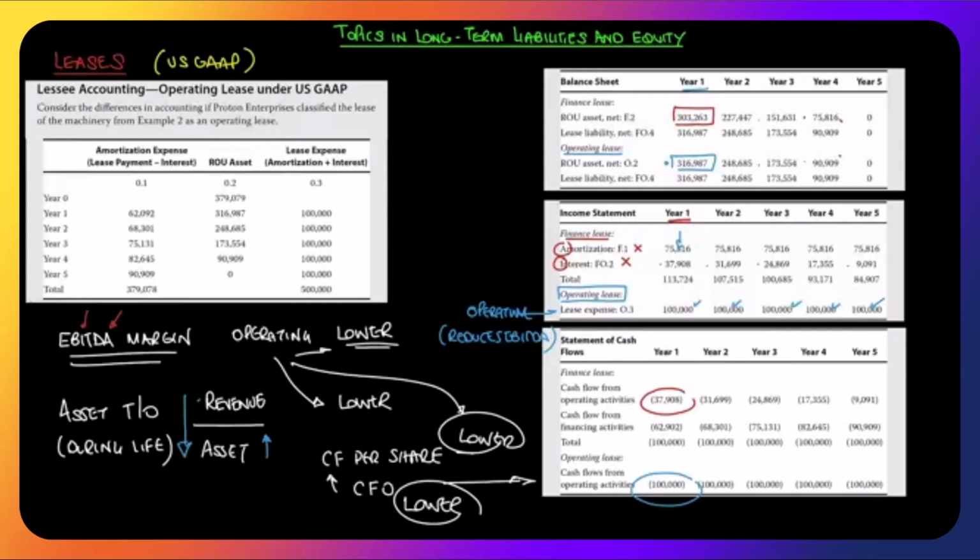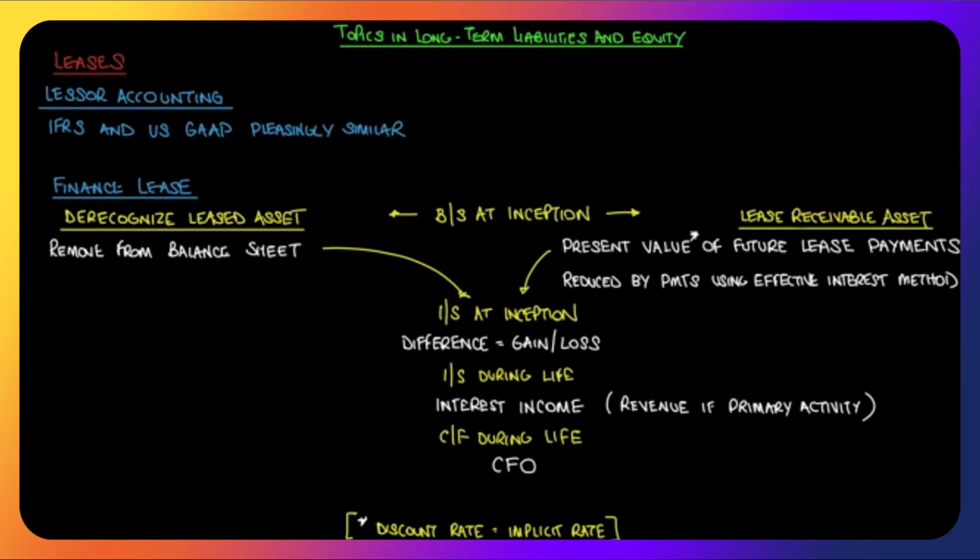Overall, at the end of 5 years, it comes back to the same total expense. Cash flows going through in total are the same, but the categorization between amortization, interest, or operating expenses is different over the life of the lease. Hence, you get fundamental differences in your ratios. So that's everything we need to say about lessee accounting. Let's move to the other side, lessor accounting.